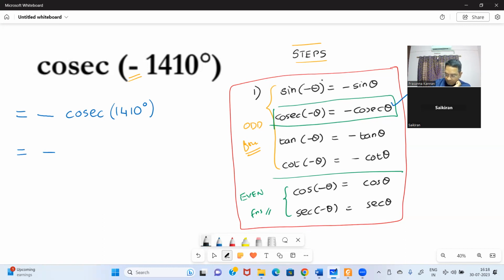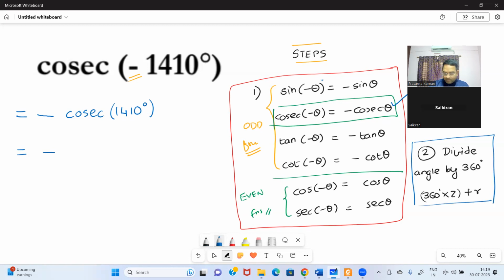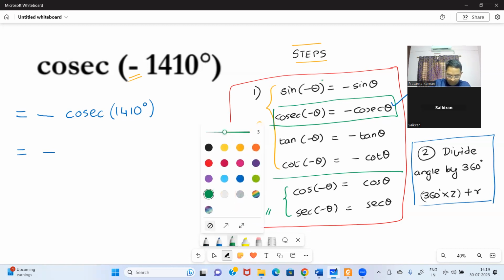Then the next step, as I told you: what is step number 2? Because the angle is more than 360. Is it more than 360 or less than 360? More than 360. So then what do you do? Divide the angle by 360 and write it in the form 360 into an integer plus the remainder. Correct or not? We'll write it in that form.